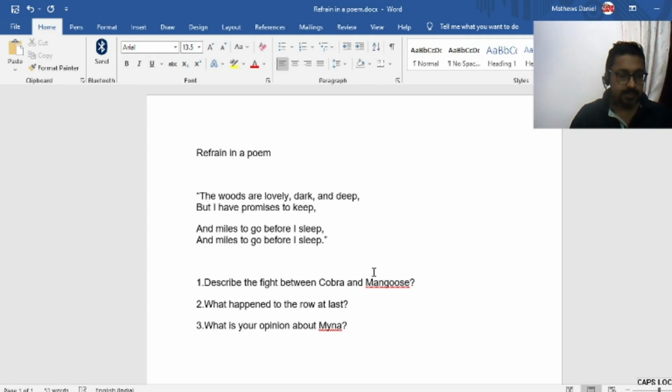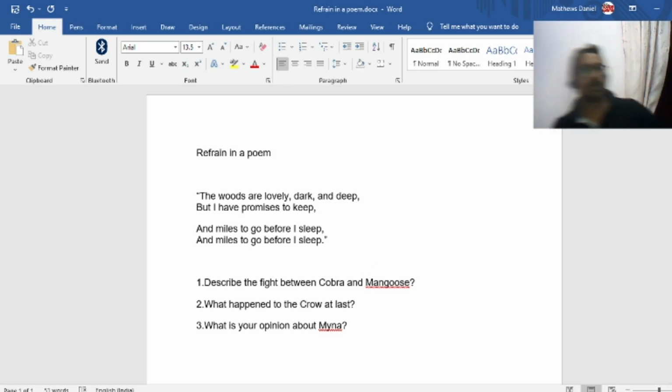See, I am using caps lock here just to give importance to those characters. So these are the three questions. Try to find the answers to these questions.